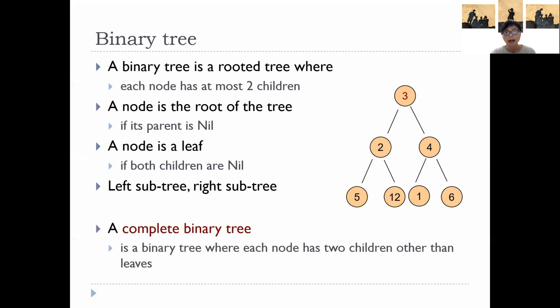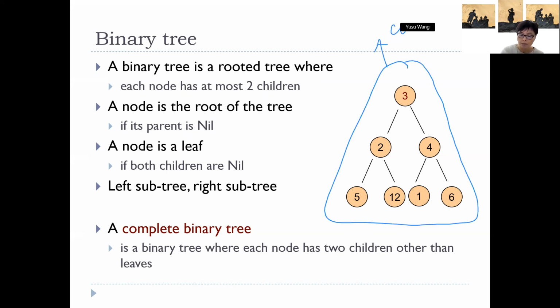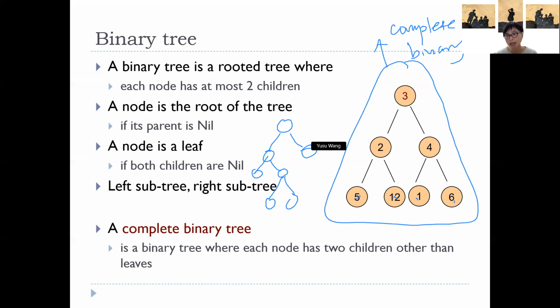A complete binary tree is a binary tree where every node other than the leaves has 2 children. In this example, this is a complete binary tree because every node other than the leaf nodes has exactly 2 children. So what is an incomplete tree? This tree is not a complete binary tree, because some of the nodes have only 1 child.